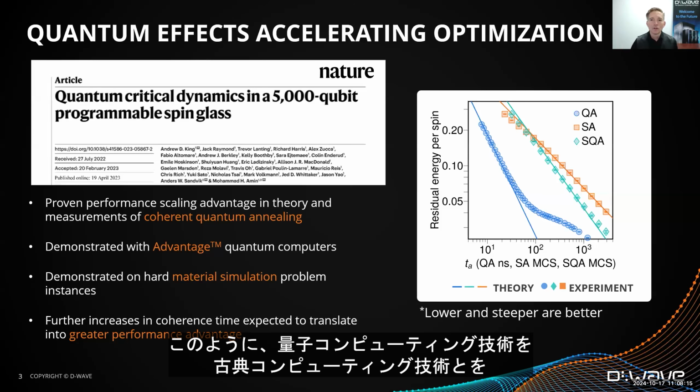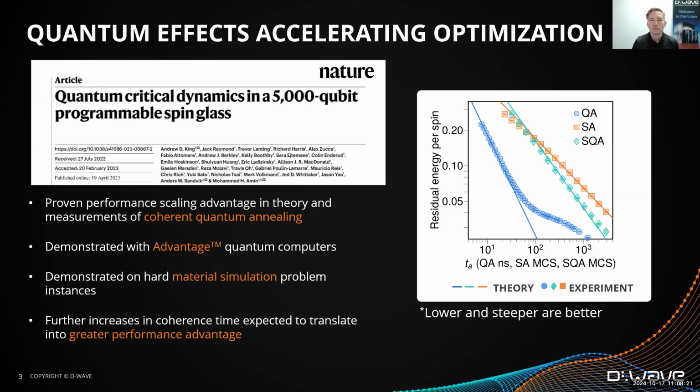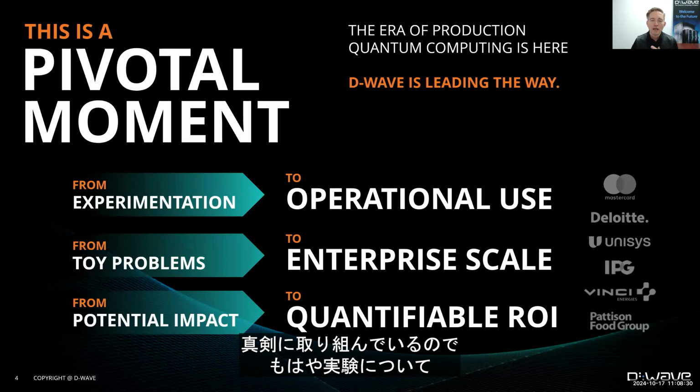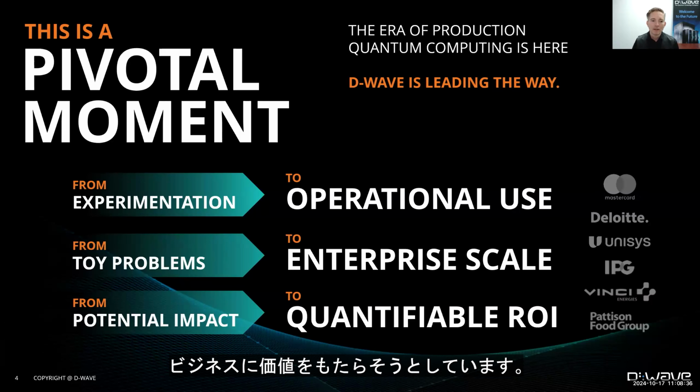So there are so many strong motivations here for using quantum computing technology hybridized with classical computing technology to address really difficult optimization problems. So let's talk about the fact that, at D-Wave, we're really trying to pivot the entire industry so that we're not talking about experimentation anymore. We're talking about the operational use of quantum computing technology to bring value to business.